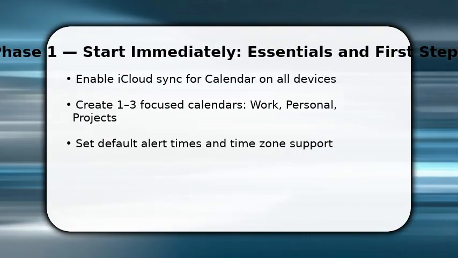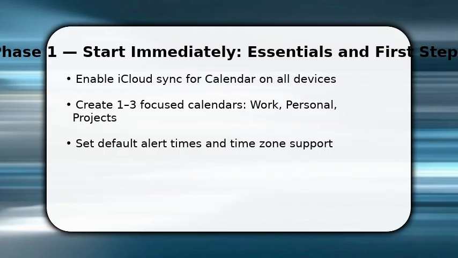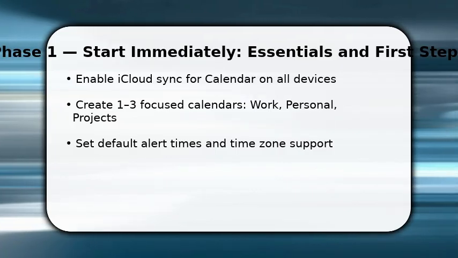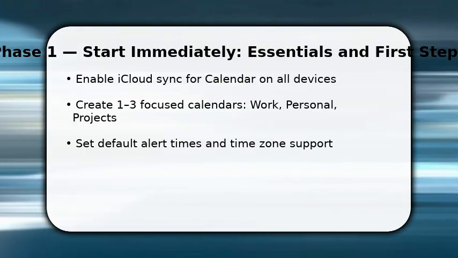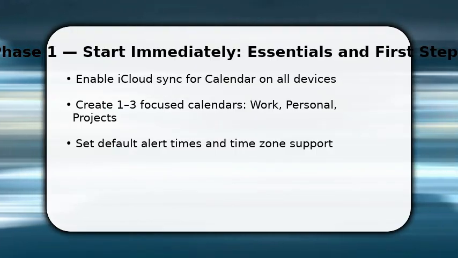Turn on iCloud Sync so events propagate across devices, then make 1 to 3 dedicated calendars, work, personal, projects for clear context. Once done, set default alert times and enable time zone support so meetings stay accurate. Next, choose a default calendar for quick entries. This reduces friction when adding events. These quick structural choices let you treat Apple Calendar as a lightweight planner rather than a messy inbox.